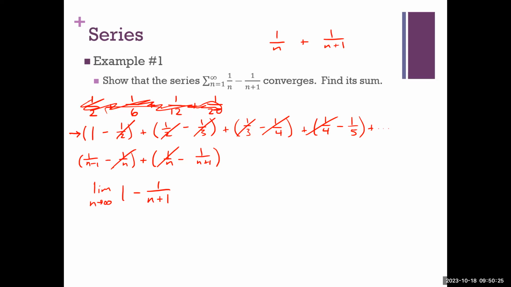What does this limit come out to be? Should come out to 1, right? So these kinds of series are called telescoping series.